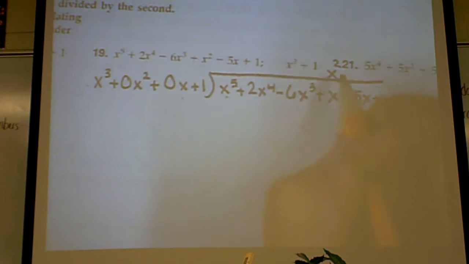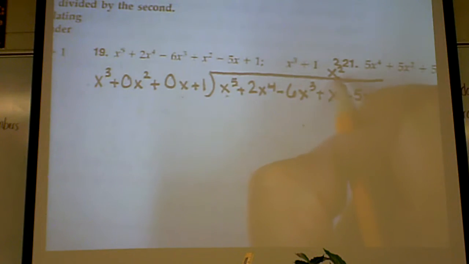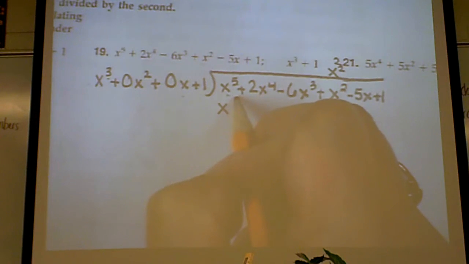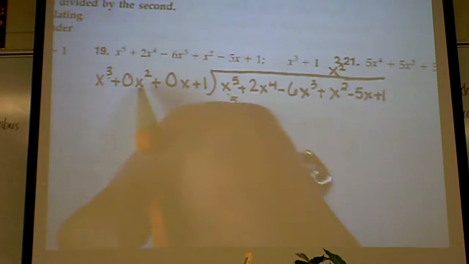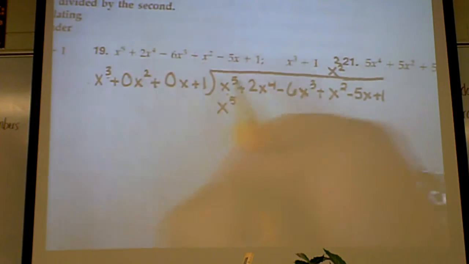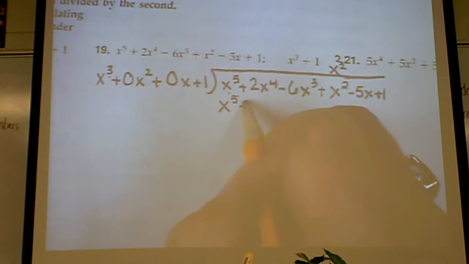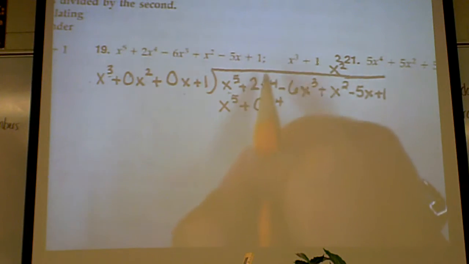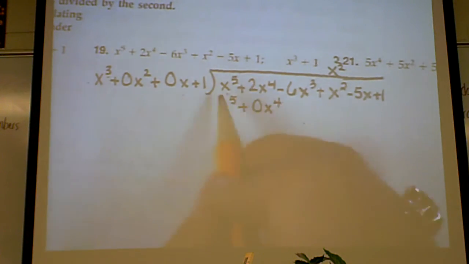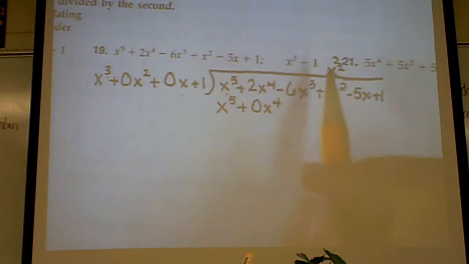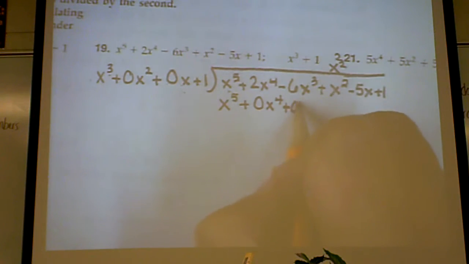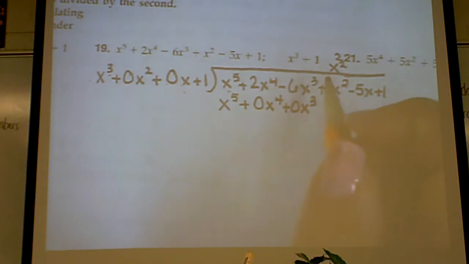So what is x squared times x to the 3rd? And now go through and multiply this by this. What is 0x squared times x squared? Yep. Now what's nice is you have a placeholder. If you didn't do that, you might get confused on what to do. What's x squared times 0x? 0x cubed. And what's x squared times 1?